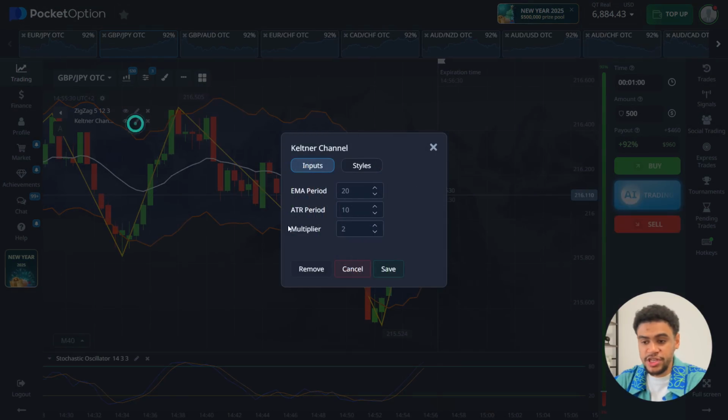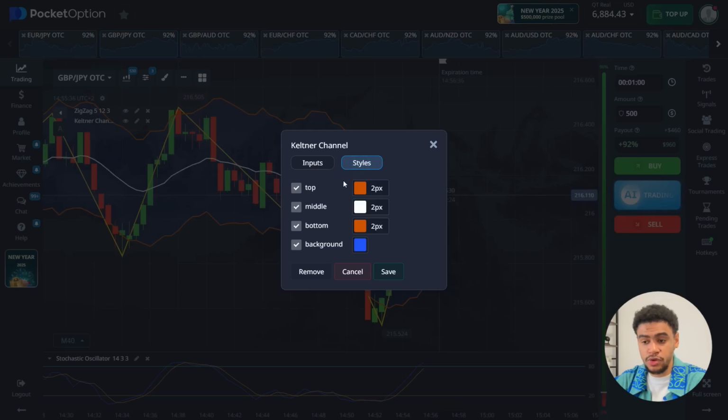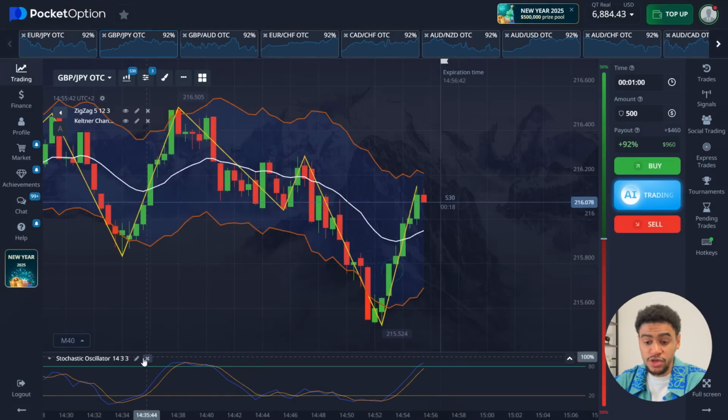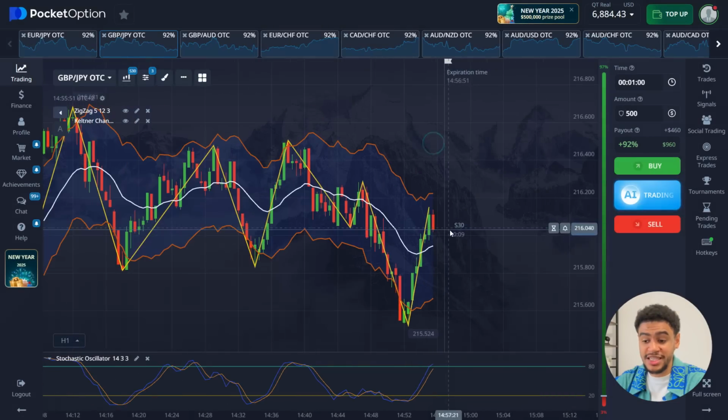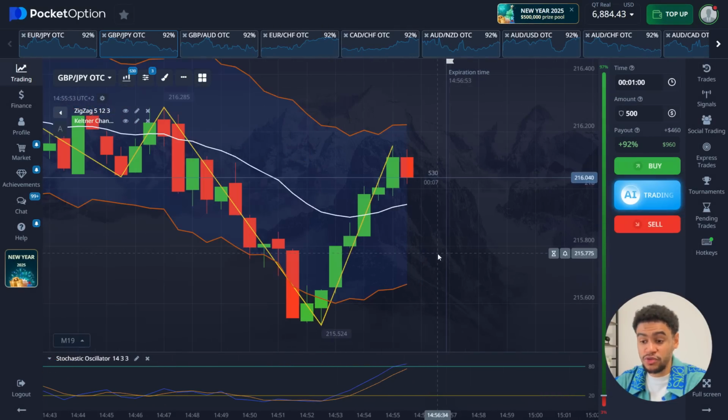As for Keltner channel, you're going to keep EMA period at 20, ATR period at 10, and multiplier at 2. I changed the color of top, bottom, and middle line and made them stand out more by increasing the thickness. And of course, stochastic oscillator, default settings, didn't change anything, didn't change the styles. This works as intended on 1 minute time frame, so perfect, and try it out for yourself.